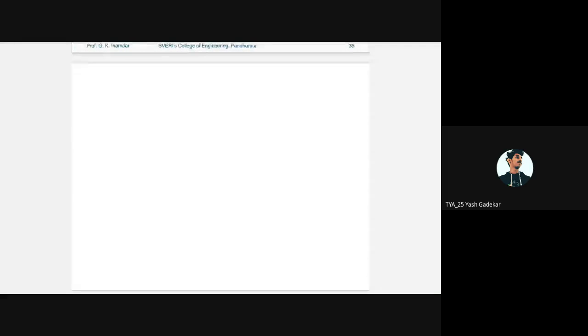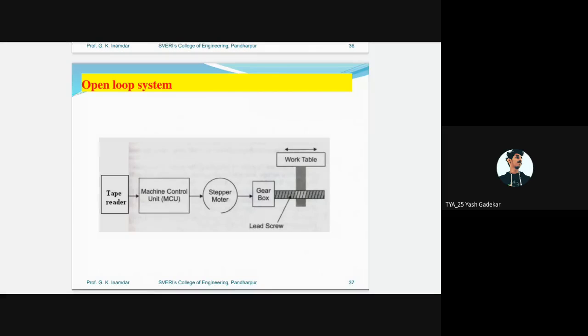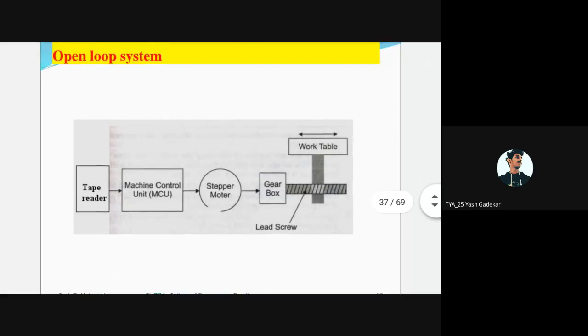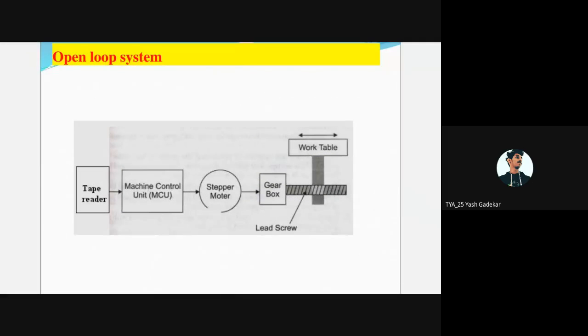Now the next point is the open loop system of NC system and the closed loop. What is open loop? Open loop is nothing but whatever the process. This is a structure of open loop. Tape reader is nothing but the input, in terms of a program, a numerical program, because we are studying numerical control methods. Machine control unit is our second element of NC.